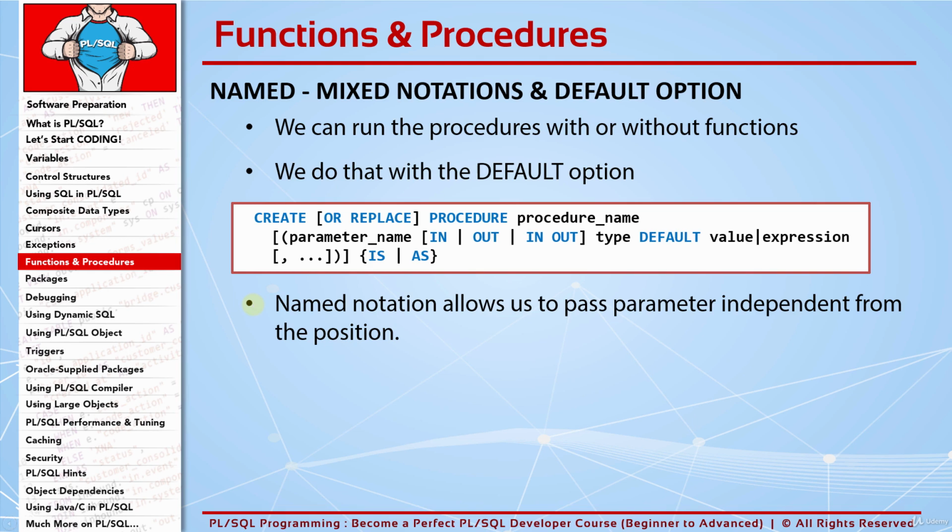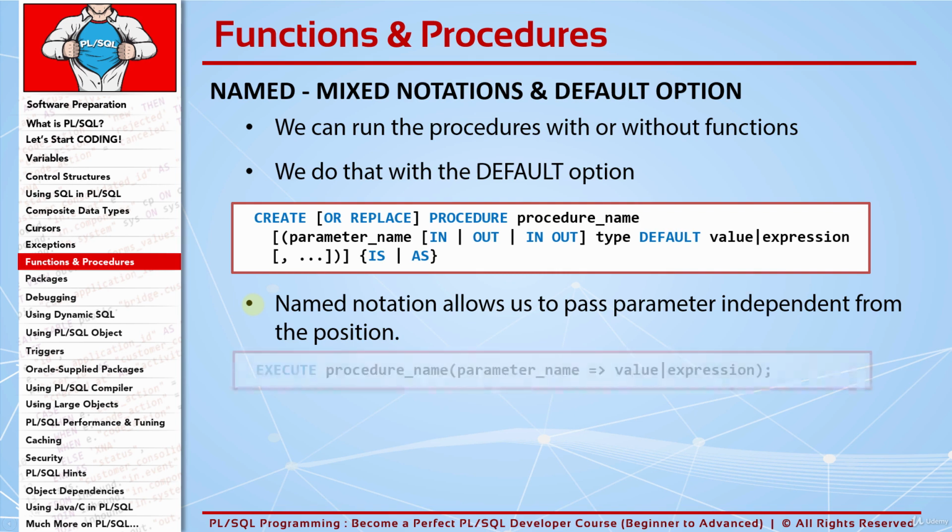Named notations allow us to pass the parameters independent from the parameter position. I mean, using a named notation, I can pass a value to a parameter in any position of a procedure call. In our previous example, we can pass a value to the max salary parameter maybe in the first order of our call. If we use named notations and positional notations together, it is called mixed notation.